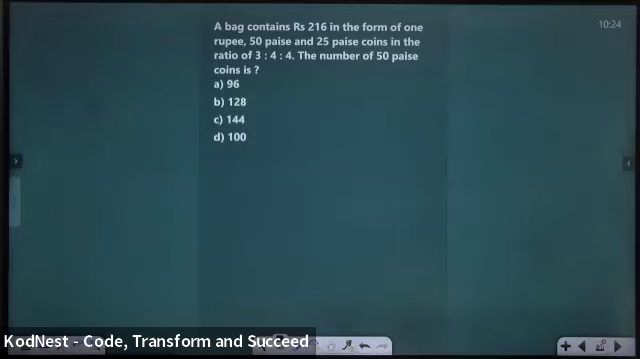Check again, please. You cannot equate number of coins with rupees. Okay, so be careful. This is number of coins ratio. First convert into rupees. 50 paise coins, how many rupees? 25 paise coins, how many rupees? Because rupees are given.